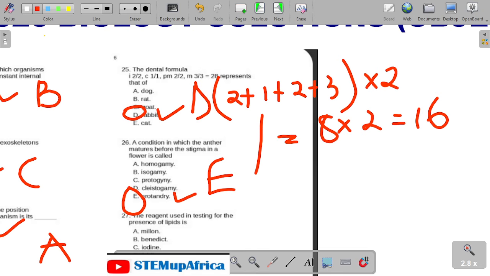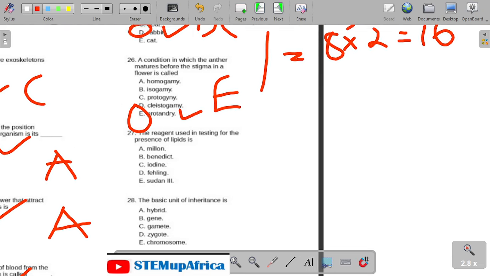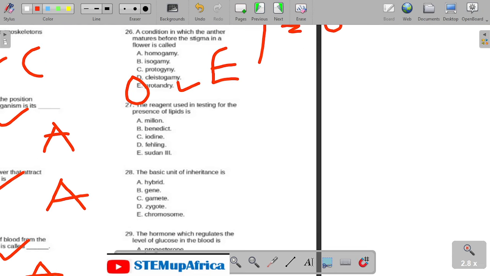So let's go to question 27. It said the reagent used for testing for the presence of lipids. Lipid contains fat. We use Sudan 3 to do that. So when you use Sudan 3, a reddish orange color will be formed. That is option E.